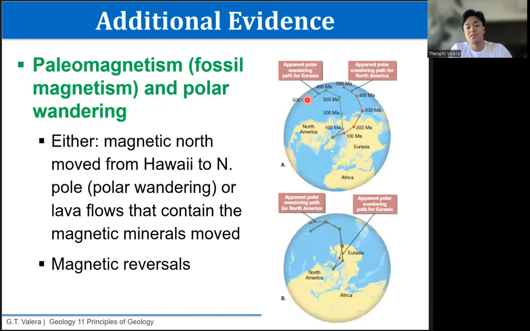And even rocks formed at the same time, for example, in North America versus in Eurasia, point to distinct locations of magnetic north. So if we were to ignore the plate tectonics theory, if we were not to subscribe to it, then this just means that you have different magnetic norths, or your magnetic north is moving from time to time.